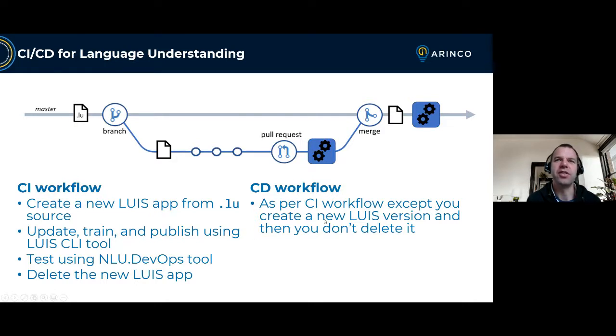So as part of the continuous delivery or deployment, it's pretty much the same as what's on the left here, except rather than creating a new LUIS application in production, for example, you create a new version for that application and then update, train, and publish to it. And obviously, you don't delete it. But you'll be using the same tools as part of your CI workflow for your CD workflow to achieve the outcomes that you need from a DevOps point of view. So hopefully this is not a one size fits all or a recommendation one way or another, but hopefully a few ideas on what you can do with CI/CD and cognitive services.